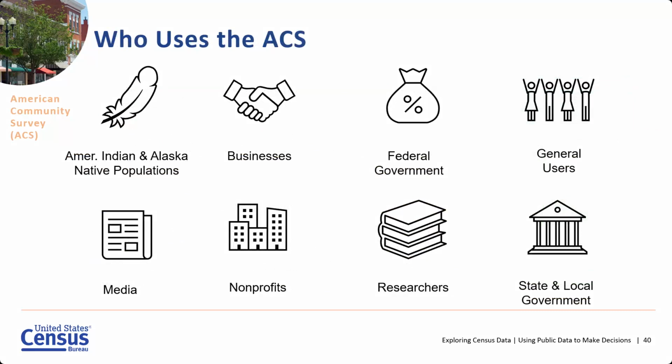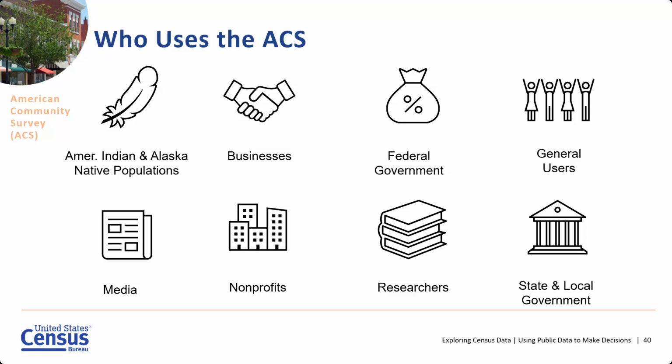So let's talk about who uses the ACS and why. As I just mentioned, information from the ACS generates data that help inform how trillions of dollars in federal funds are distributed each year. And one of these federal uses is the U.S. Department of Agriculture's National School Lunch Program, which provides nutritionally balanced, low-cost or no-cost lunches to children each school day.